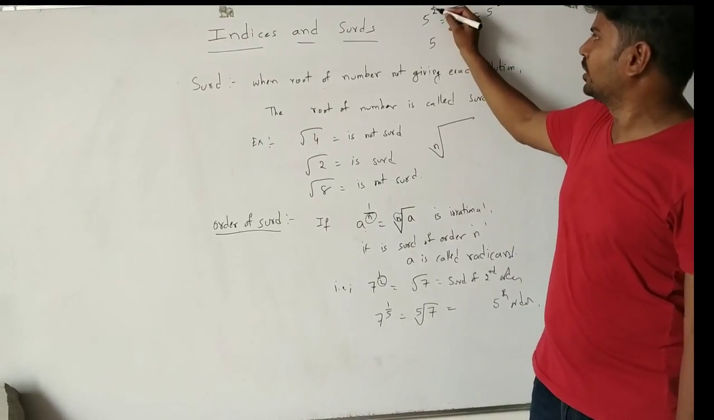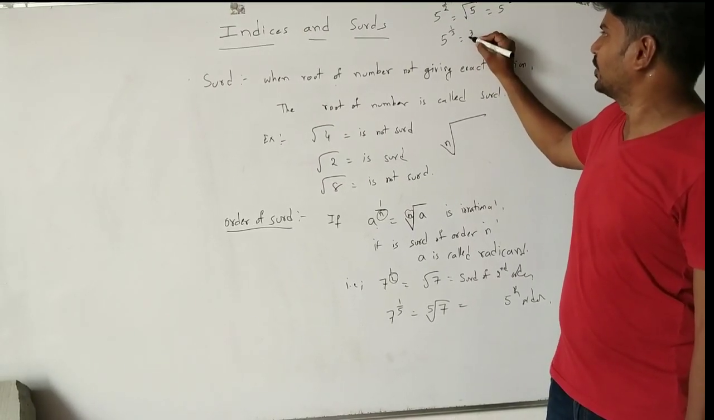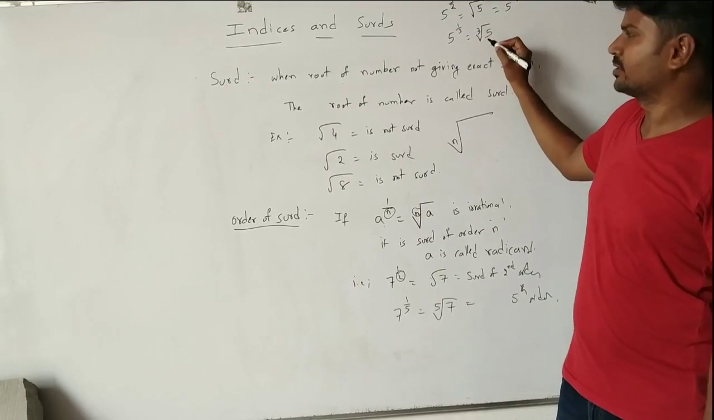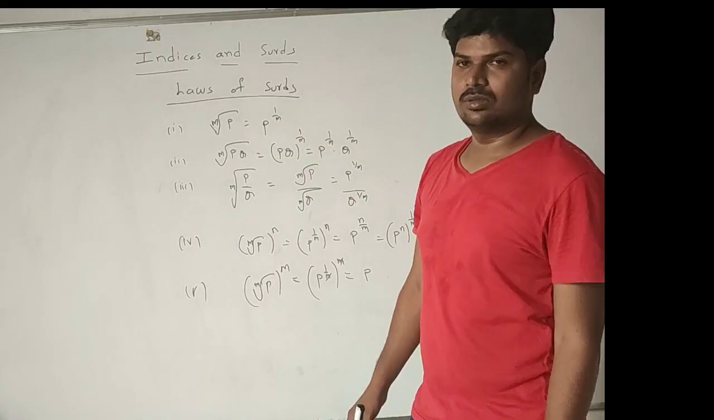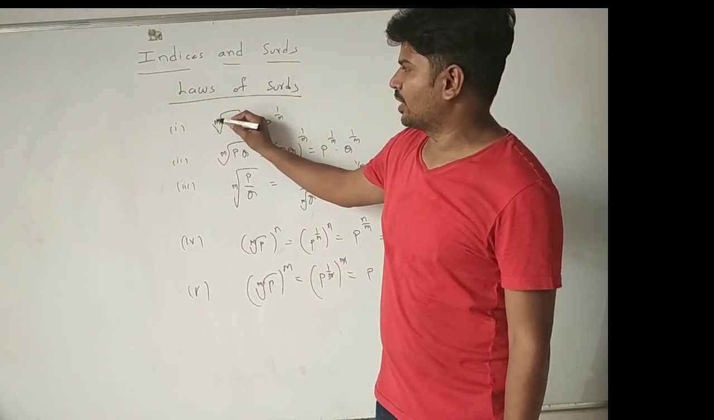If you have something other than 2 here, that is, order of 3 or something else, then that order has to be denoted inside this bracket, inside this root, and written like this. This is the notation we will follow. Now let's discuss the laws of surds. As I told you already, this is the order. Order has to be written here.